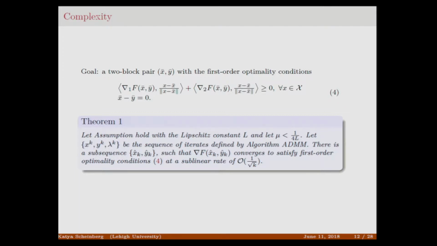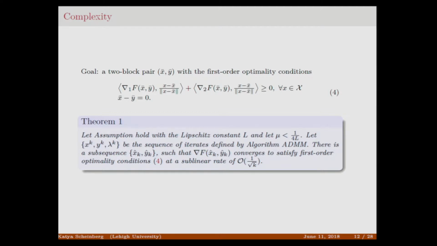So these are basically the optimality conditions that we're aiming for. And we're converging to satisfying these optimality conditions in a subsequence, so in the limit sense, with the rate of 1 over square root of k, which is the right rate for the gradient to converge, basically.